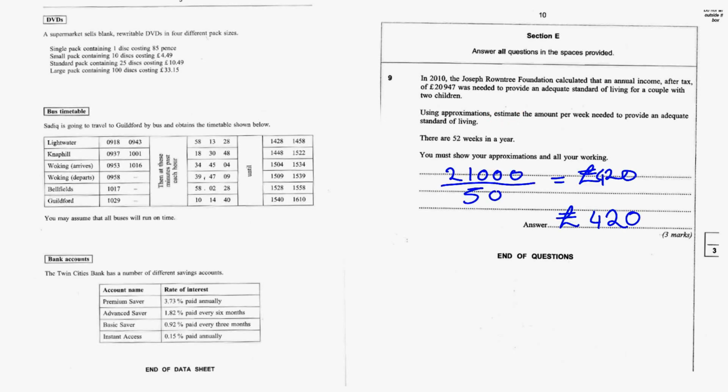Okay, let's have a look at the answer. As I said, it's an approximation. So what I've done here is approximate this to 21,000, and to make division easier, divide by 50 weeks rather than 52 weeks. You just divide 21,000 by 50 and you get an estimate of £420. So that's the answer here.